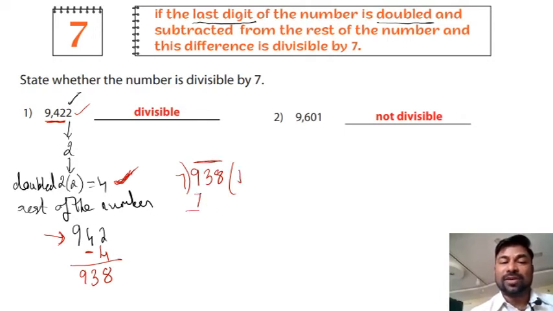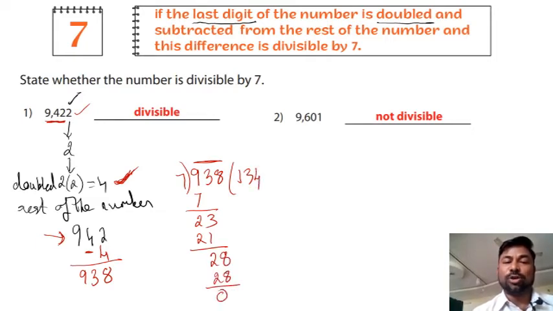7 ones are 7, we get 23. 7 threes are 21, and the leftover is 2, and if you borrow the next digit, it's 28. 7 fours are 28. The remainder is 0.